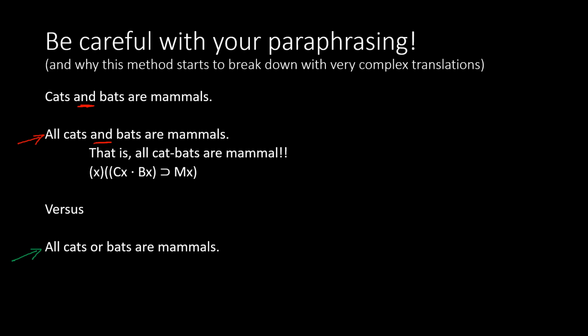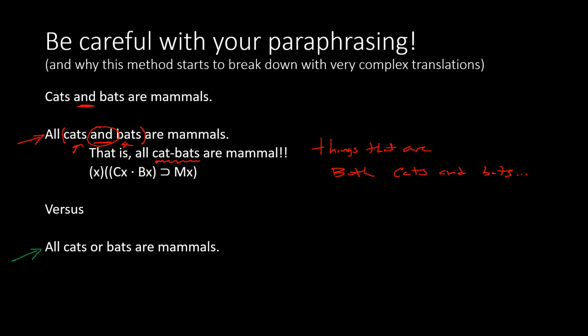And what happens when we translate this into the predicate logic? If we used an A template and we used cats and bats as the F predicate, or the antecedent clause, then what we're saying is that all cat bats are mammals. That is to say, all things that are both cats and bats.